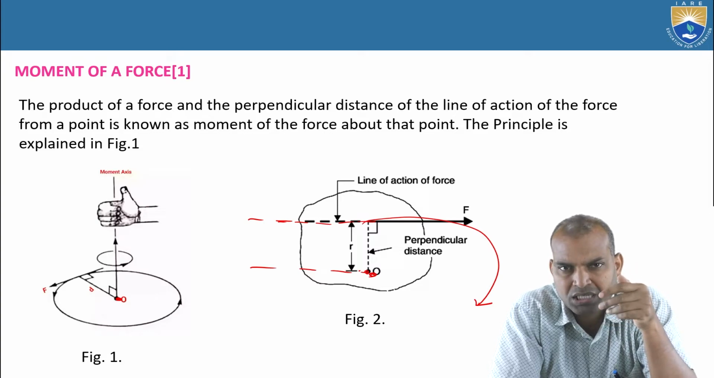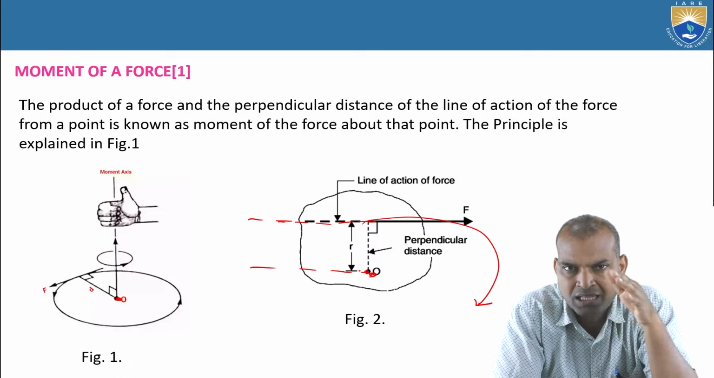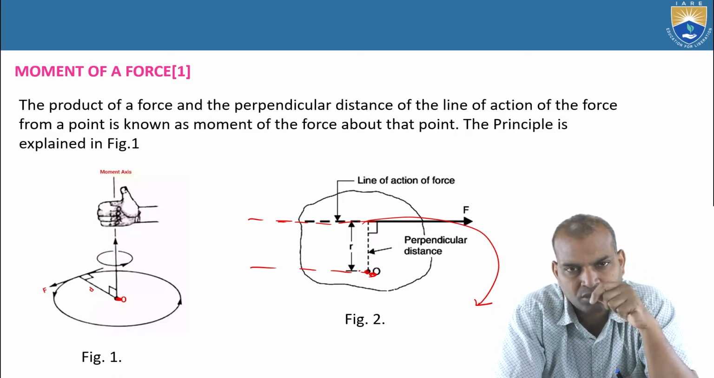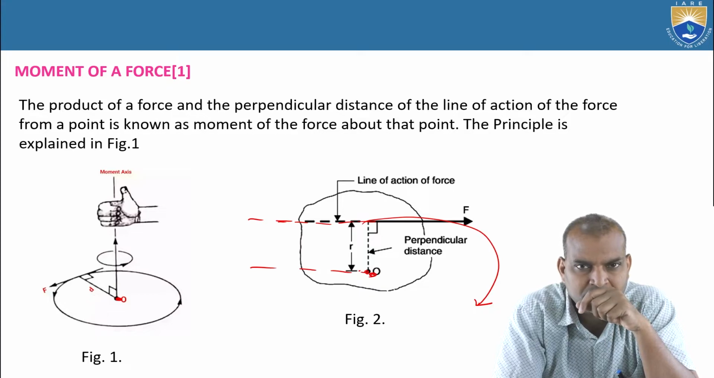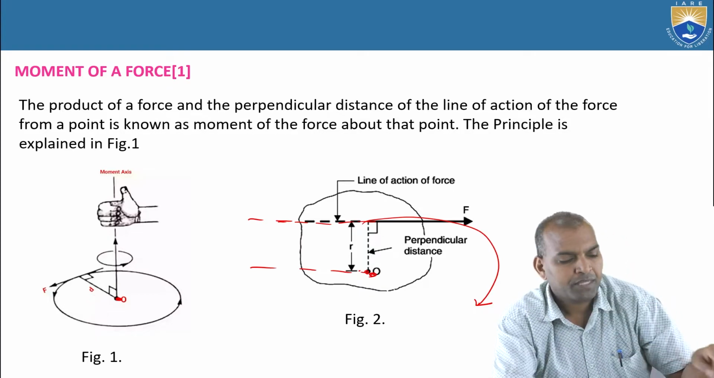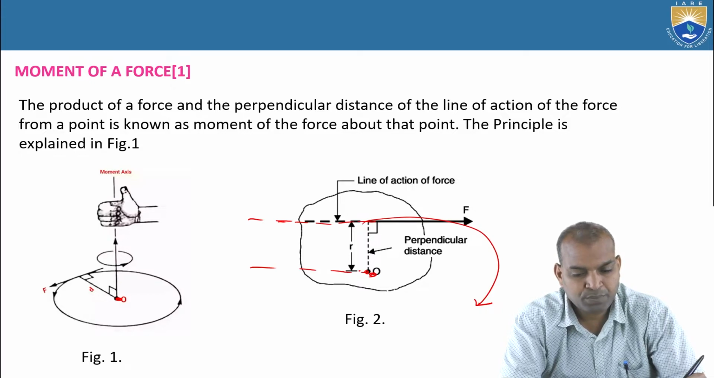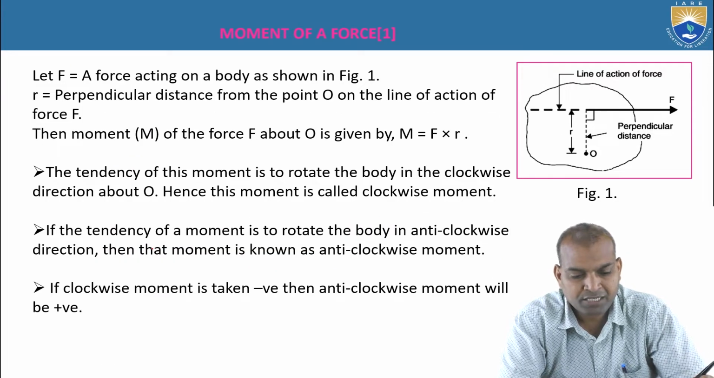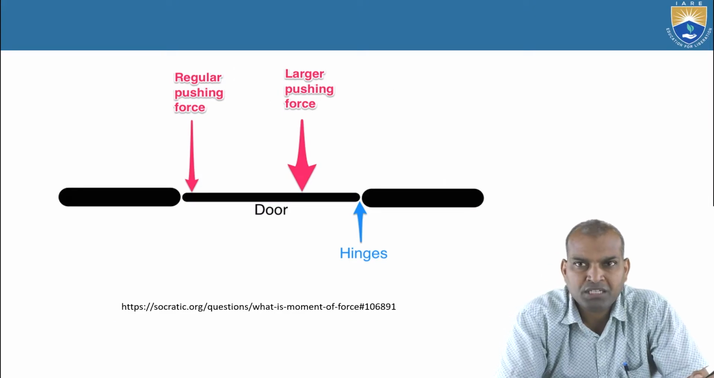So when the moment of a force causes the body to rotate in the anti-clockwise direction, that moment is known as anti-clockwise moment. If the moment of force causes the body to rotate in the clockwise direction, then that moment is known as clockwise moment. Alright? Very simple, clockwise moment and anti-clockwise moment.